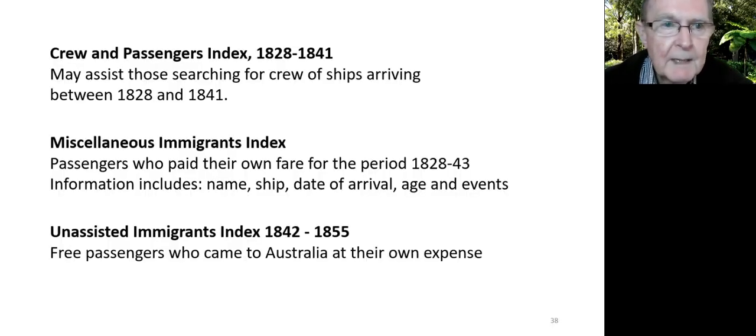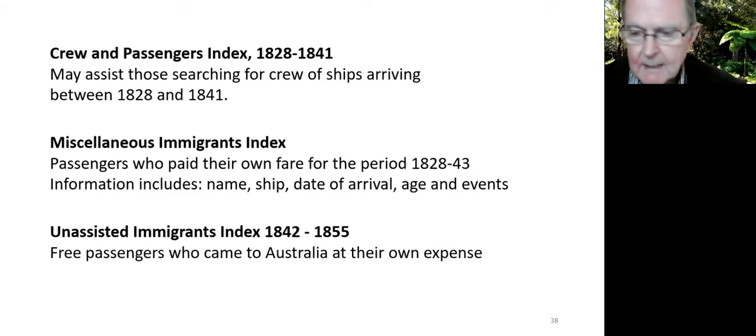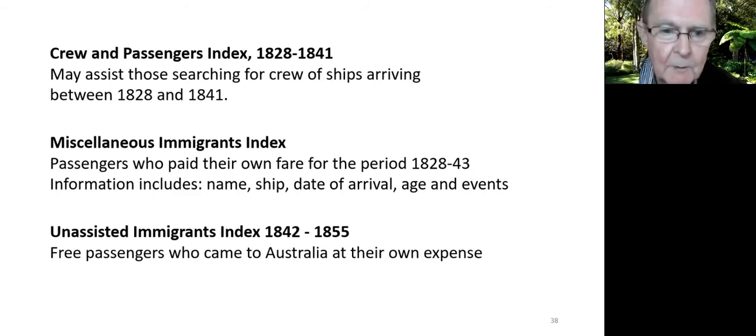A number of other indexes that you can access through the New South Wales indexes are the Crew and Passenger Index, 1828-1841, Miscellaneous Immigrants, and Unassisted Immigrants. Now, it was fairly often that if the immigrants did not have enough money to pay for a cabin and they came out as steerage, they were seldom recorded.